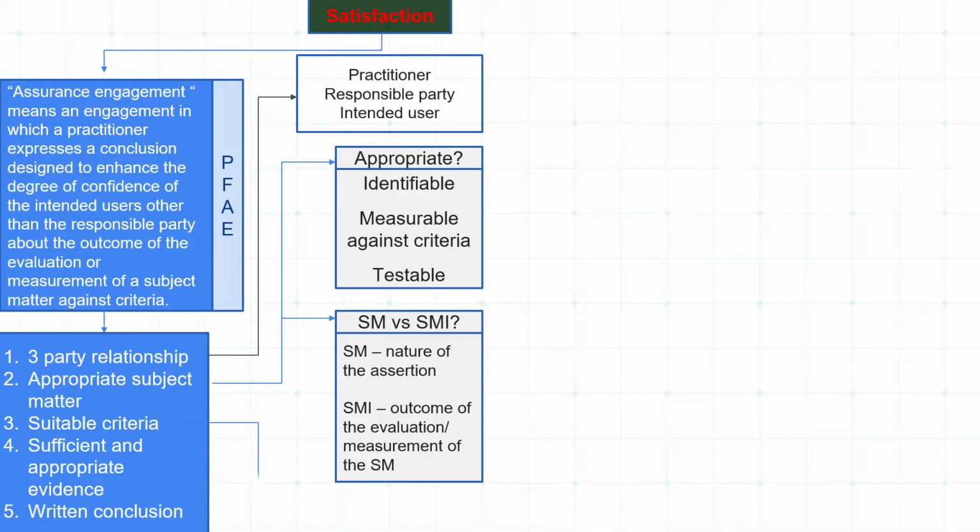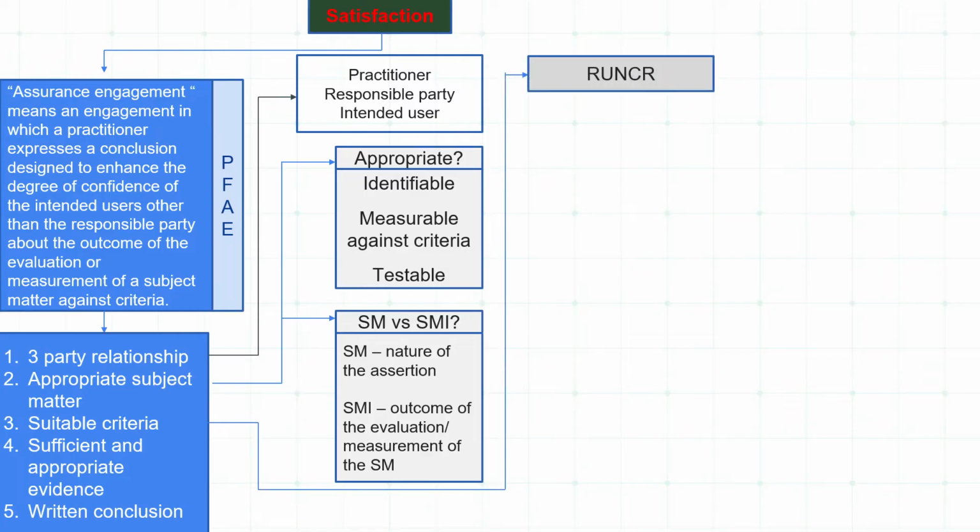Let's now move on to the third element. And the third element talks about suitable criteria. And again, we ask the question, how do we know that the criteria is suitable? Well, we go by its characteristics of RUNCR. So hopefully there will be no need for you to run CR. But this is the mnemonic we use to remember the characteristics of a suitable criteria.